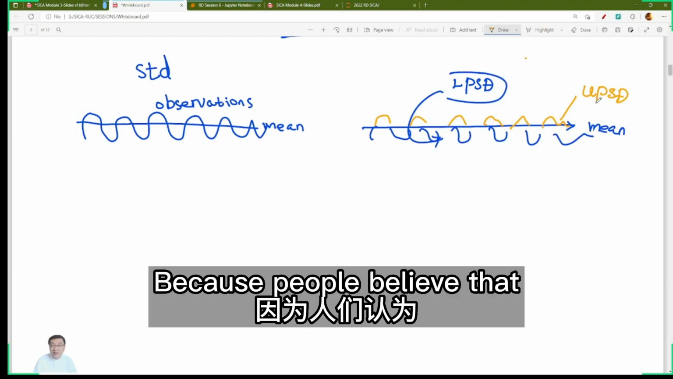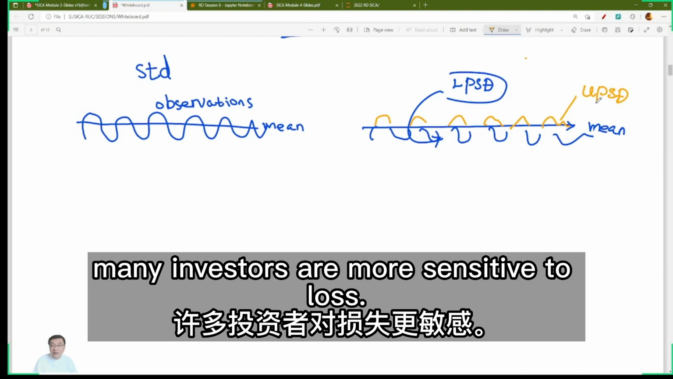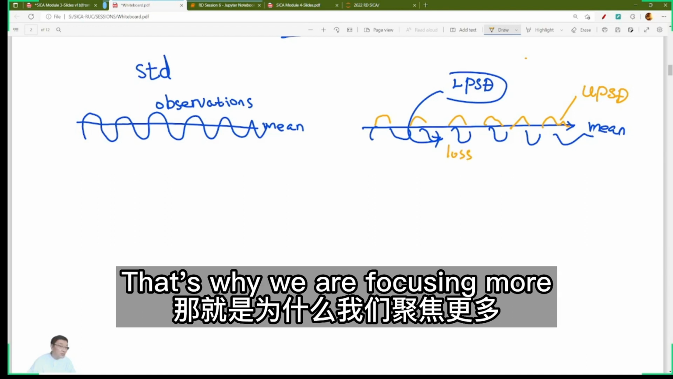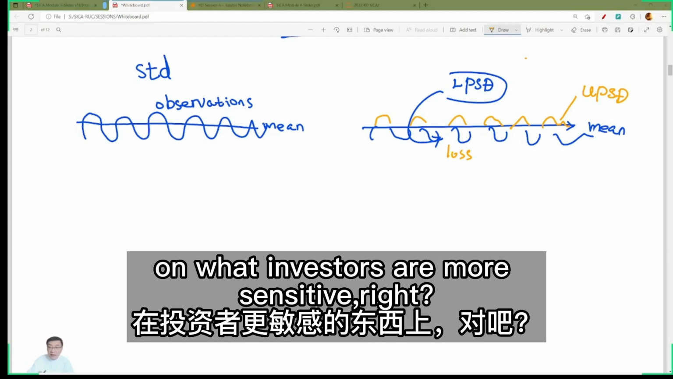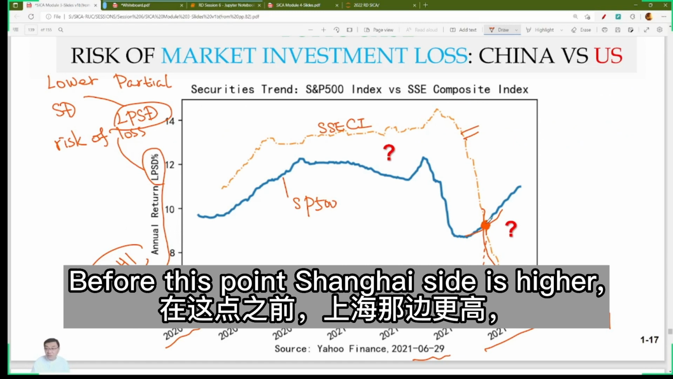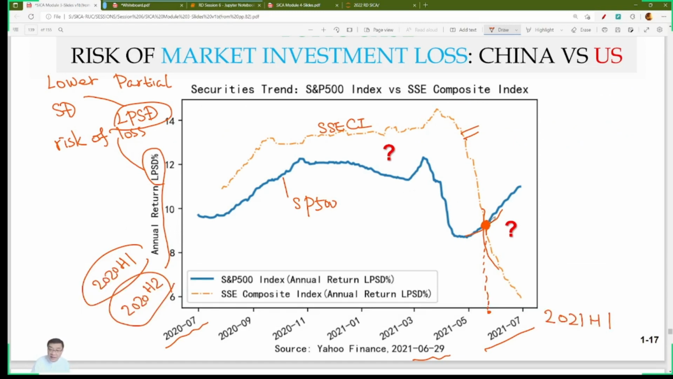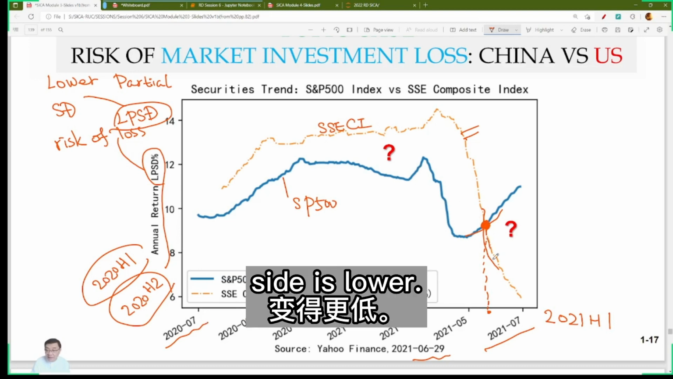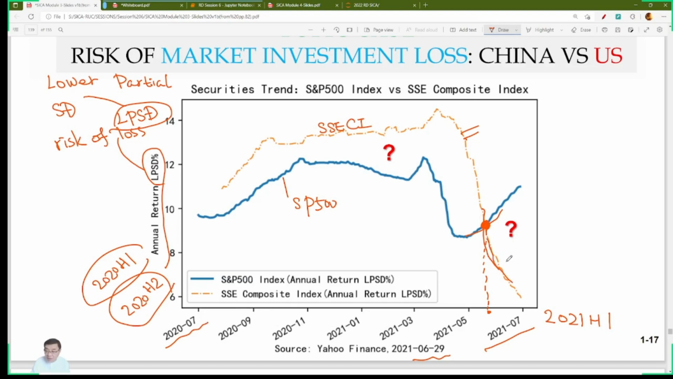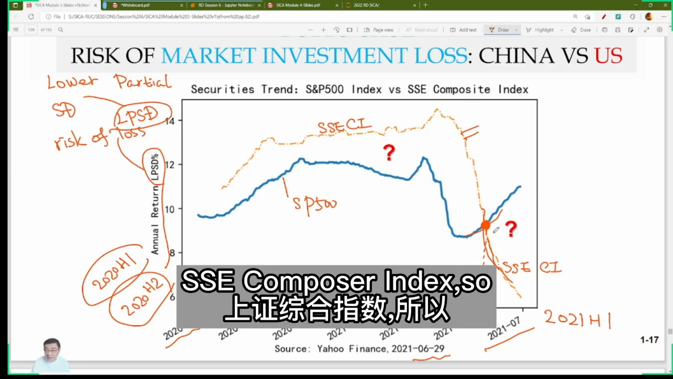Because people believe that many investors are more sensitive to loss. That's why we are focusing more on what investors are more sensitive to, right? Before this point, Shanghai's side is higher. And after that, Shanghai's side is lower. It's lower, right? This is the SSE Composite Index.